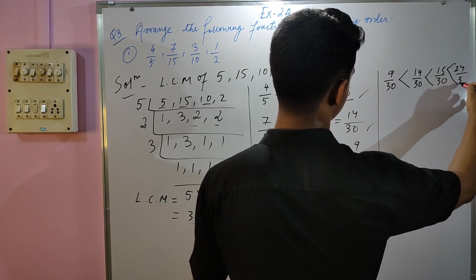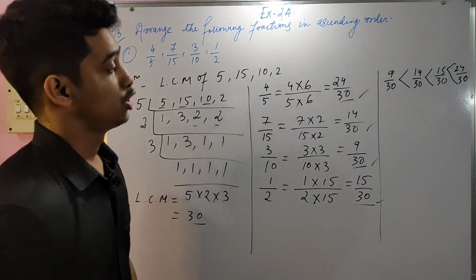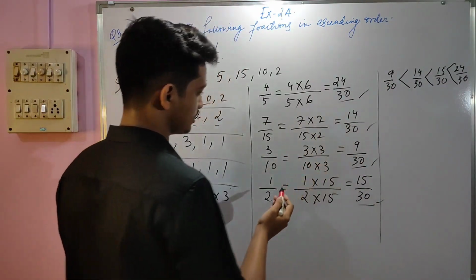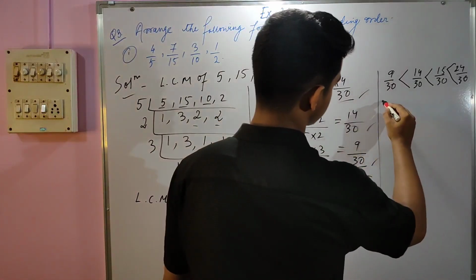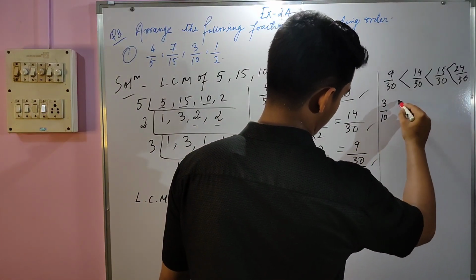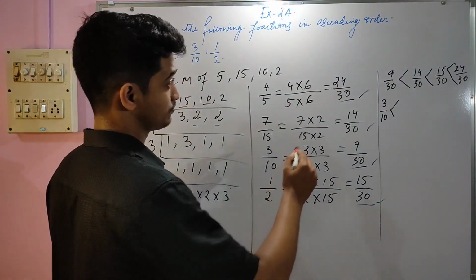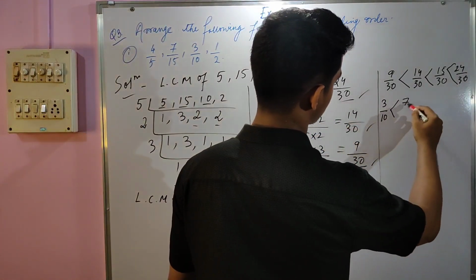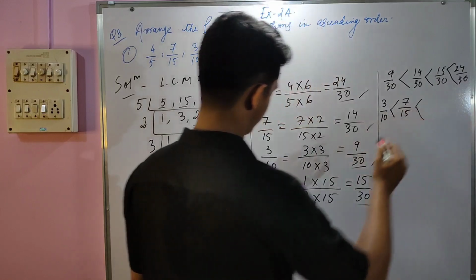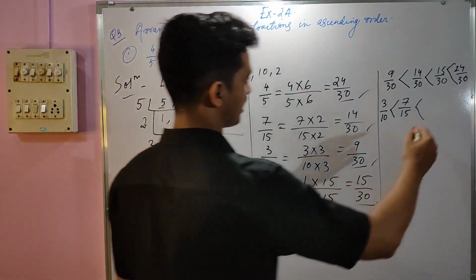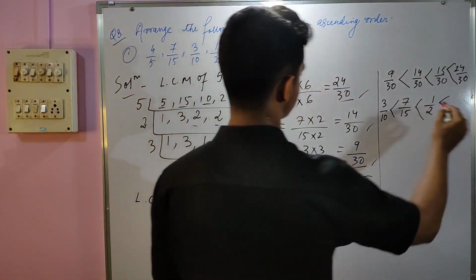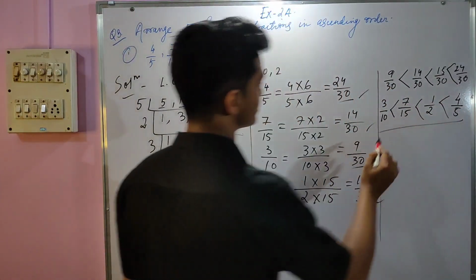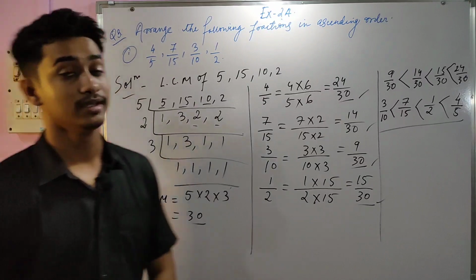24 by 30, right? So what is the original form of 9 by 30? 9 by 30 is nothing but 3 by 10, less than 14 by 30, which is 7 by 15. Then 15 by 30 is half, and last but not the least, 4 by 5 is the answer. So that is the ascending order for question number 3, 1.